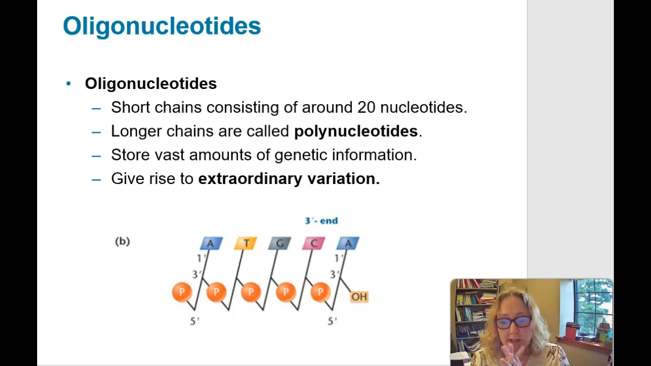Oligonucleotides are short chains of about 20 nucleotides. Longer chains are called polynucleotides, and they store vast amounts of genetic information. If you've ever seen all the things that we have sequenced, there's a bunch of DNA there. And this gives rise to extraordinary variation. So again, if you were still not convinced that DNA is a genetic material, it really is.